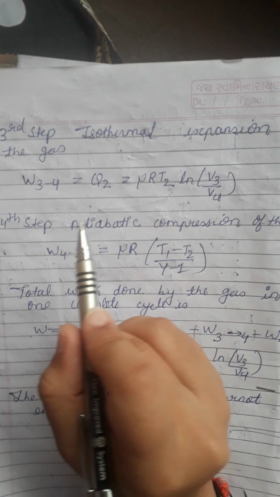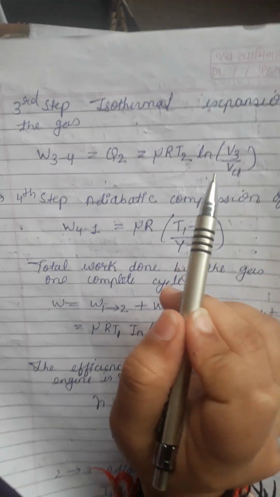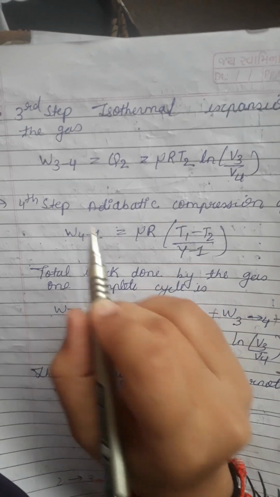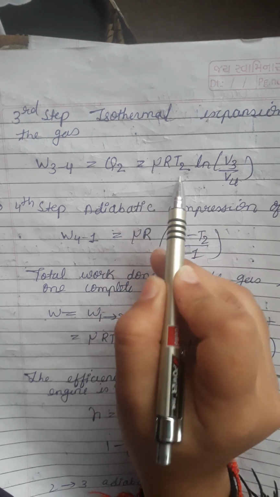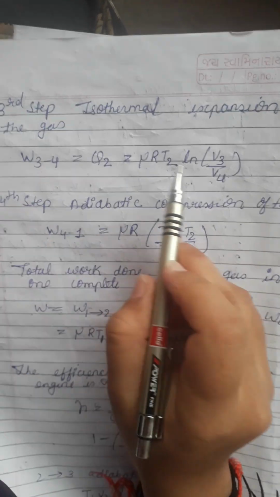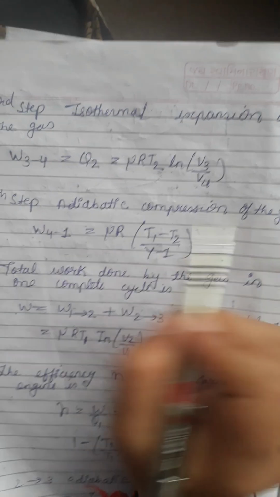But according to the sequence we have to change the number of V3 and V4. Make sure you don't copy it directly. Now in V3 and V4, Q2 equals μRT2 ln(V3/V4). Okay, understood. Now at the fourth step, adiabatic compression of the gas.